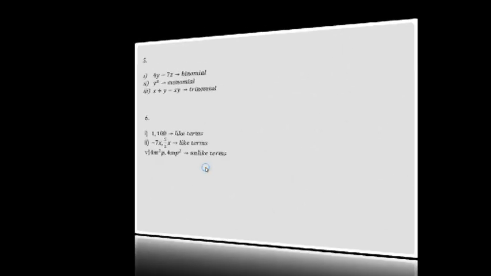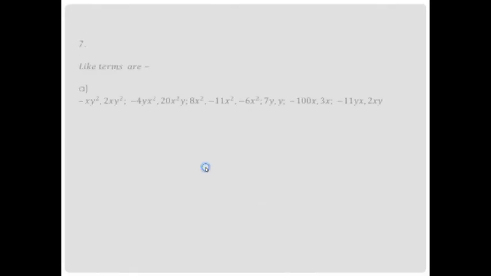Then we'll go to question number 7, the last question for today. Question 7 asks us to group the like terms together. In the question, different terms are shuffled up and given in a mess. Then we are going to separate them into like terms with each other.